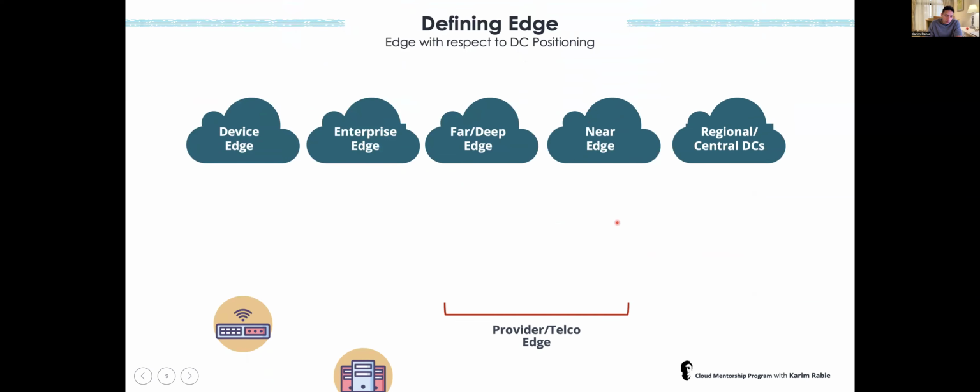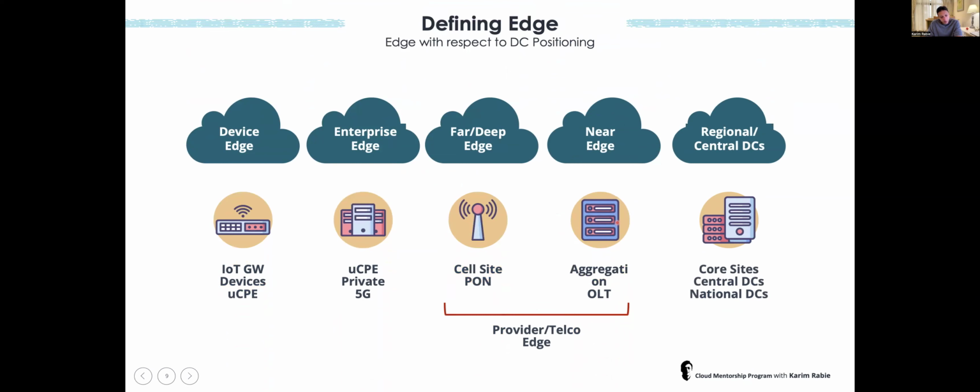So from an edge perspective and from DC positioning, most telco workloads and telco applications exist in either central DCs or regional DCs. I think we talked about that in the first or second session. Usually, whenever you go one hop down in the downlink path, you go to the aggregation sites, like the ones that host the OLTs, or you go to cell sites. That's classically what we call the telco edge or the provider edge, and that maps somehow to the concept of near edge or far edge.